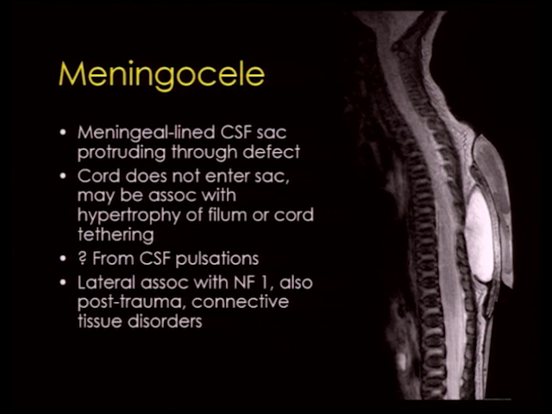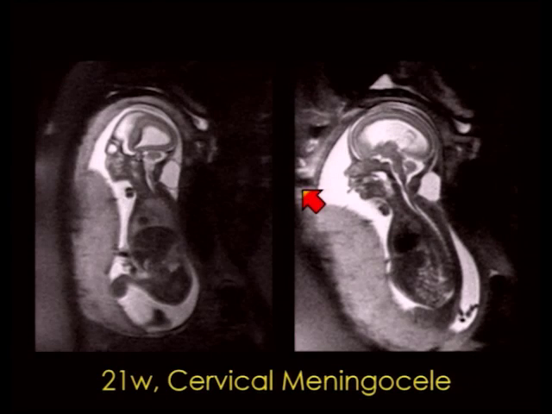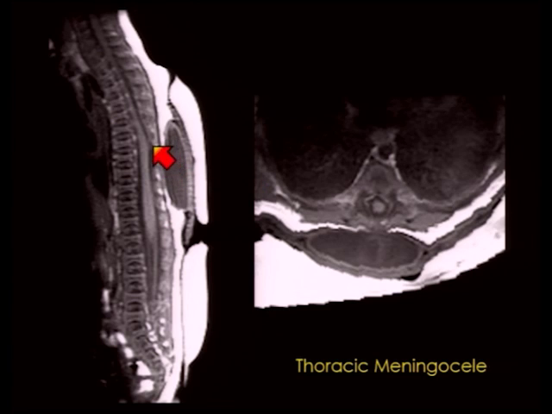Go down, check your conus level, and check your filum terminale on axial T1 and T2 weighted imaging to make sure that you're not missing the secondary lesion, which can be important in these patients with a simple meningocele. Again, our job is just to recognize it for what it is.